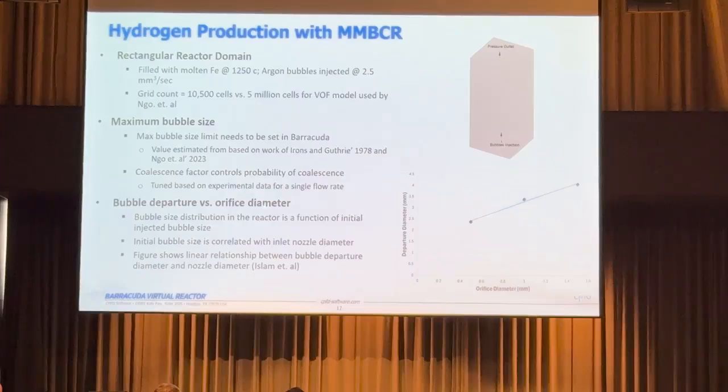A couple of important parameters to think about when you're setting up the model, because we're directly injecting bubbles down here. Firstly, in the simulation, we have to set what is known as a max bubble size limit, how big the bubble can grow. That typically is estimated from experimental work, and I've used that value from the works of Irons and Guthrie and No here. Similarly, the coalescence factor tells you how probable it is that two bubbles that come close to each other coalesce and form a bigger bubble. That is a factor we set up. Again, this is a value that one can obtain from experimental data, and I explained how I've done that in the post here. Lastly, because we're injecting bubbles directly, we need to know the inlet bubble diameter.